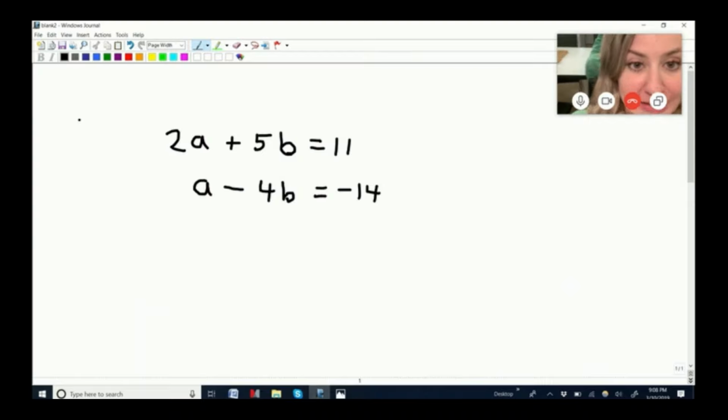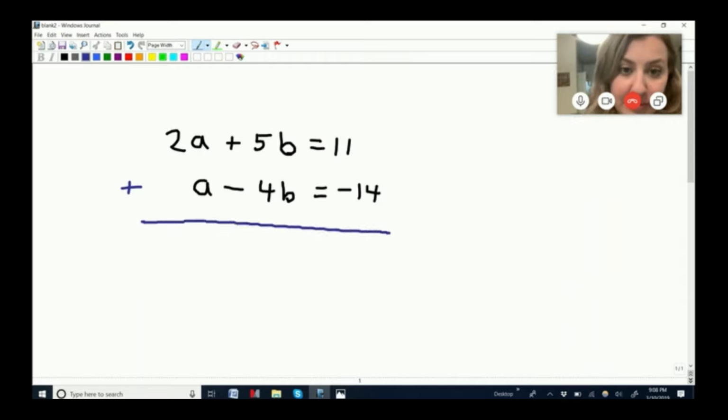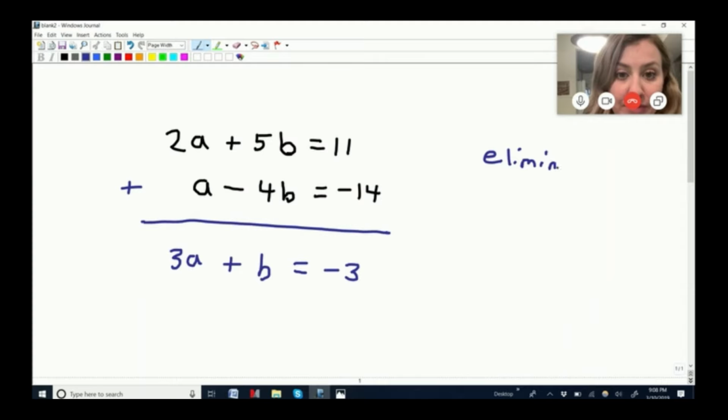All right, so this one's a little different, and the reason why is because I got a top equation, I got a bottom equation, but look what happens when I add them. It's miserable. We get 2a plus a, well, that's 3a. We got 5b minus 4b, well, that's 1b, also known as just b. And then I got -3 over here when I add 11 plus -14. Think about it. Did we really help ourselves? We did not eliminate anything. So in a sense, we just wasted our time, essentially, all right?